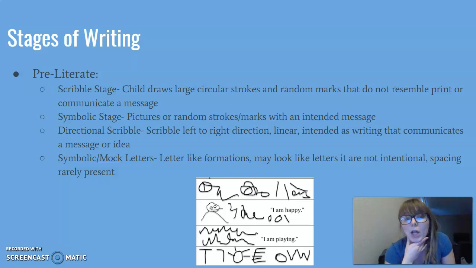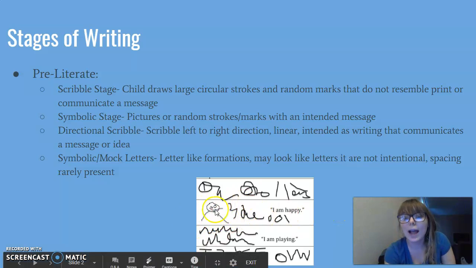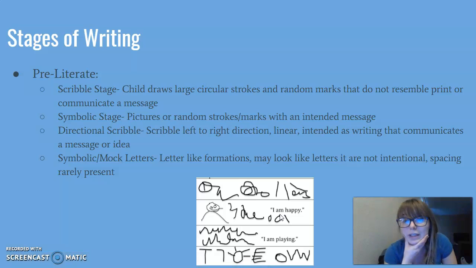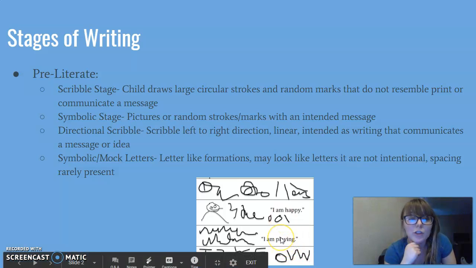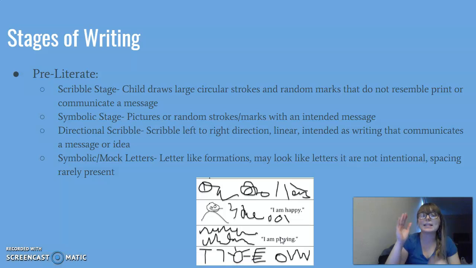The next one is symbolic stage. So the pictures are random strokes, marks with an intended message. So again, the child tried to draw letters or marks, or they drew a picture that is supposed to have an intended message. The next one, which is the third, is directional scribbling from left to right. It's linear, intended as writing that communicates a message or idea. So again, message or idea is the main important thing.